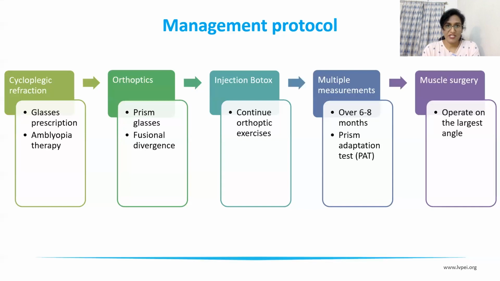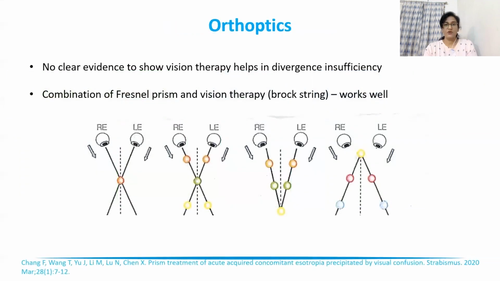And let me touch upon a few aspects here. So orthoptic exercises or orthoptics, when do we use it? There is no clear evidence to show that vision therapy helps in divergence insufficiency. It is very clearly documented that it helps very nicely in convergence insufficiency, but in divergence insufficiency, we are still not very clear.